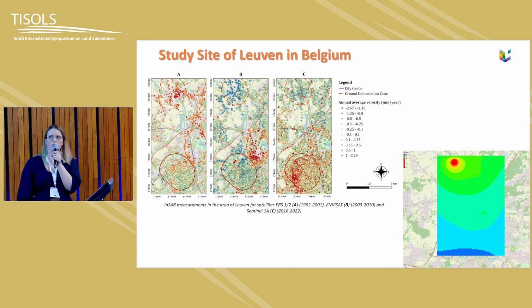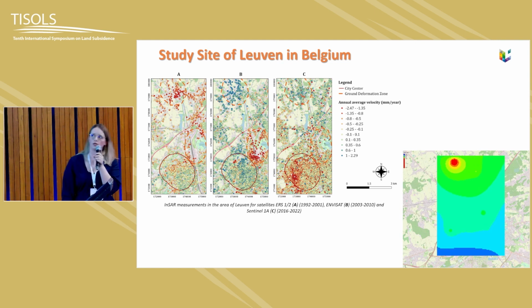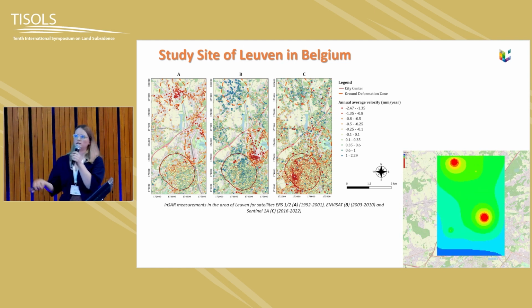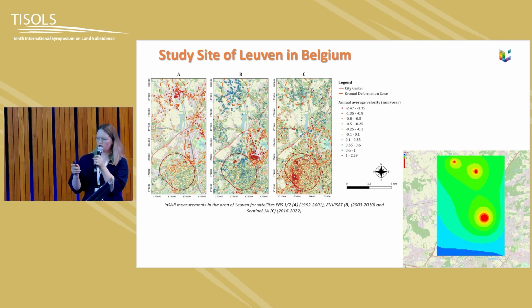So now about the study case of Leuven. As you can see here in A, B, and C, this is the InSAR measurement through 3 different satellites and therefore 3 different periods of time. There's deformation occurring and really visible here.